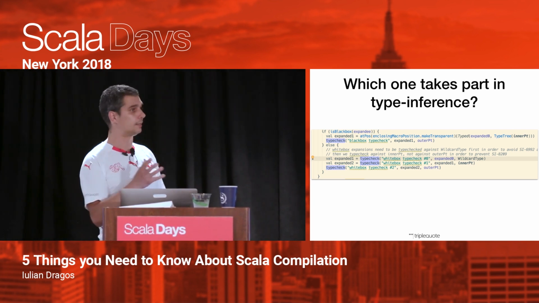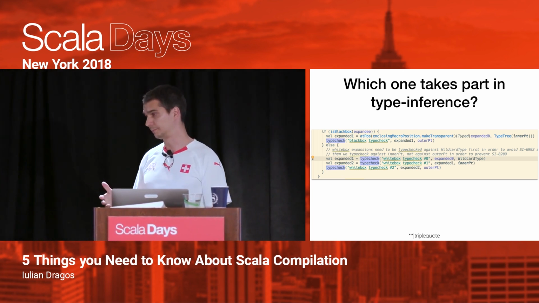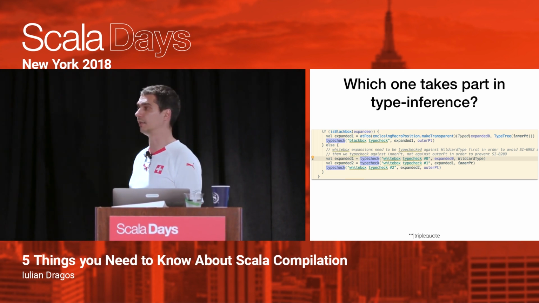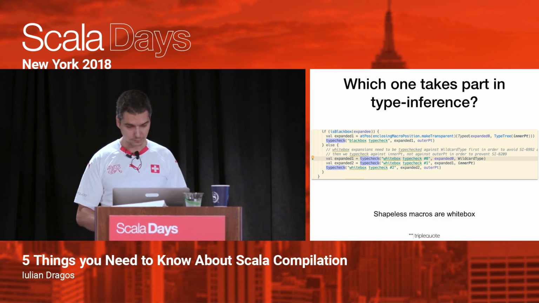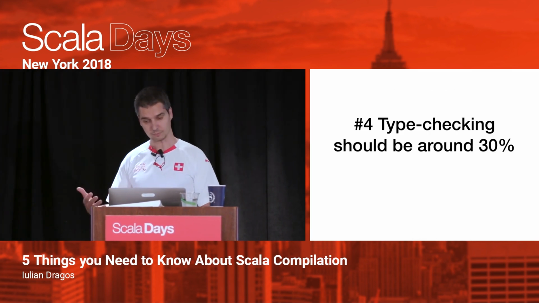It doesn't automatically mean it's 3 times slower, but it does mean that it is a lot more work going on for a white box macro. And shapeless macros are white box. So I believe a lot of the ecosystem right now depends on or uses shapeless macros indirectly, maybe. So you are exposed to this potential compilation time explosion because of these effects.